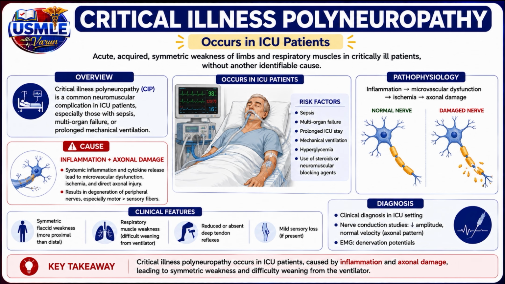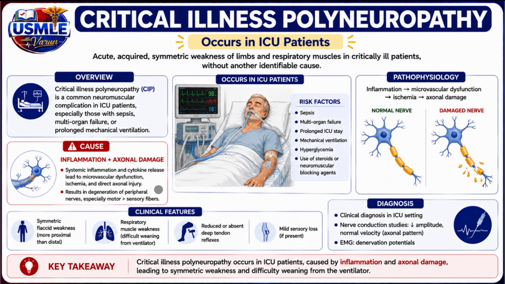Critical illness polyneuropathy is a condition that occurs in critically ill patients, especially in those with sepsis. Inflammatory mediators and metabolic changes damage the peripheral nerves. So, CIP or critical illness polyneuropathy is a common neuromuscular complication in ICU patients, especially those with sepsis, multi-organ failure, or prolonged mechanical ventilation. The cause of critical illness polyneuropathy is inflammation with axonal damage.